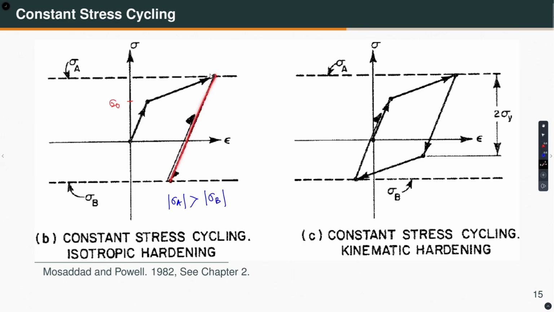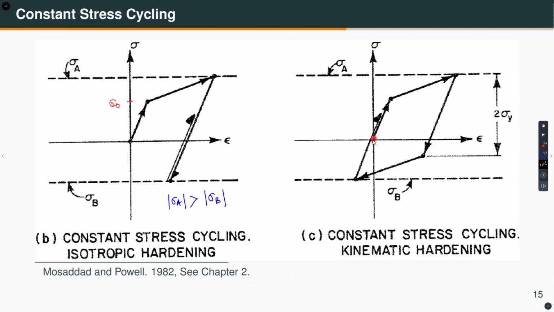I will go along this path, because the material has not yielded in compression, because sigma B is smaller than sigma A. That means, when I go back from here, it will go like so, and you come here, you come down. So, it will be predicting elastic loading after this first cycle, complete elastic behavior. That is what isotropic or linear isotropic hardening will do. On the other hand, what kinematic hardening does, let us see.